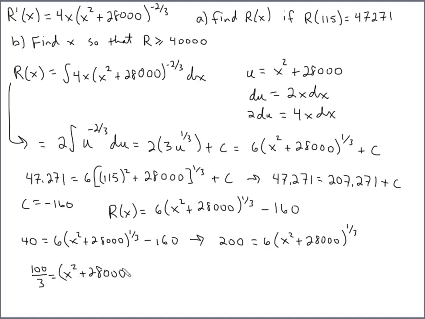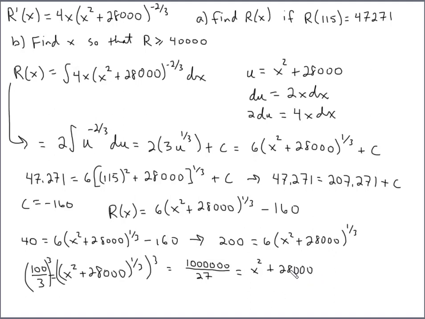And then in order to get rid of this 1/3 power, we're going to have to raise both sides to the 3rd power. 3rd power here, 3rd power here, 3rd power and 1/3 power cancel, so we're just going to be left with 100 over 3 to the 3rd power. That's going to be 1,000,000 over 27. And the right side, that 1/3 power is gone, so we're just left with this. So I'm running out of room here.